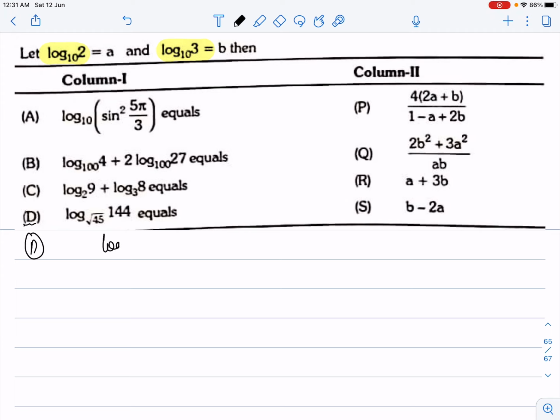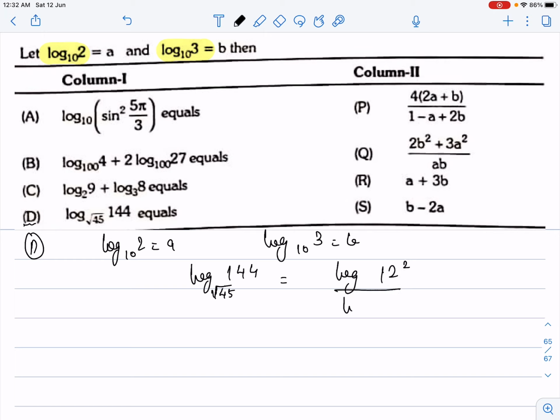First of all, log of 2 base 10 is equal to A is given to us and log of 3 base 10 is equal to B is given to us. So I'll be writing log of 144 base root 45, which can be written by me like log of 12 squared divided by log of root 45.